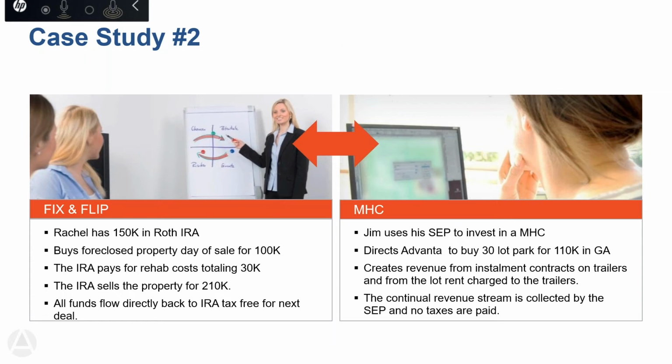Okay, so other ways that you can look at real estate. Again, remember I said that you don't necessarily have to have one particular prescribed method for this. You can do really whatever makes it work. So you could do a fix and flip. In this case, Rachel has 150K in a Roth IRA. She buys a foreclosed property at the day of the sale for 100K.